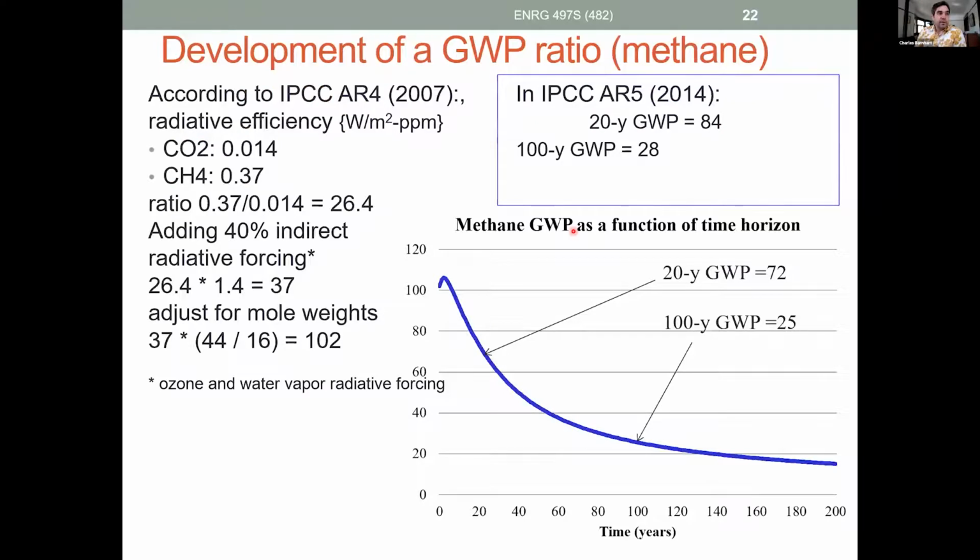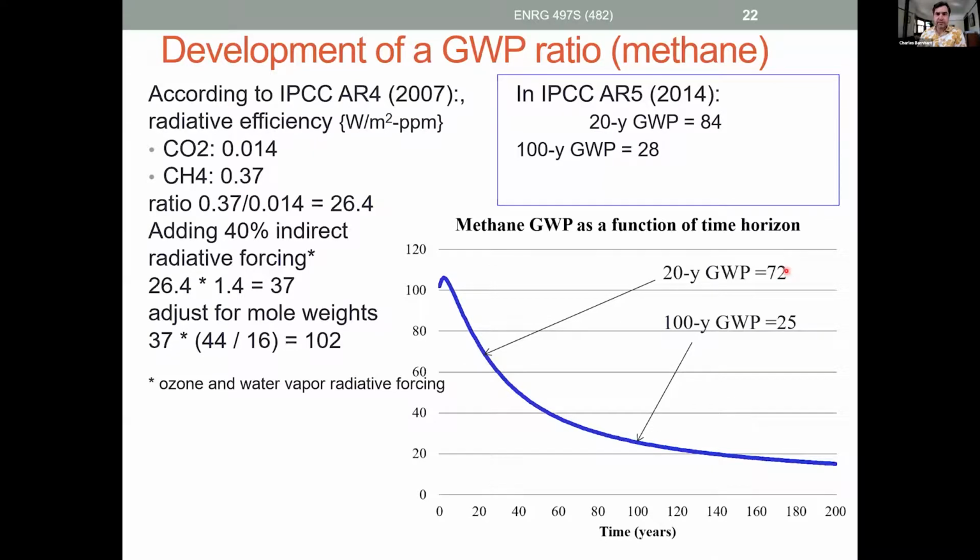So here is methane. Global warming potential is a function of time horizon. This is from Assessment Report 4 down here. And so at 20 years, its global warming potential is 72. That means, combining radiative forcing and concentration at 20 years out, 1 kilogram of methane released into the atmosphere will, as far as global warming is concerned, be equal to 72 kilograms of CO2. So 1 kilogram of methane 20 years out is 72 kilograms of CO2.